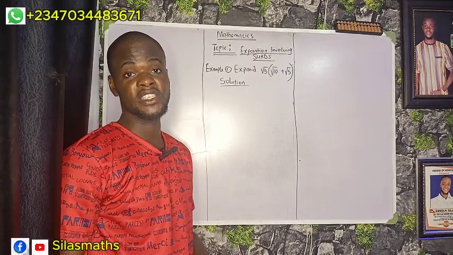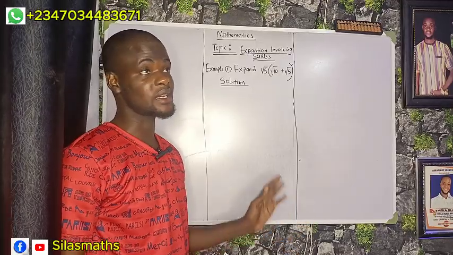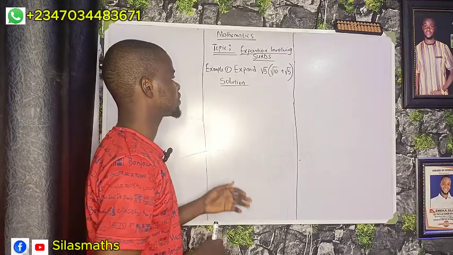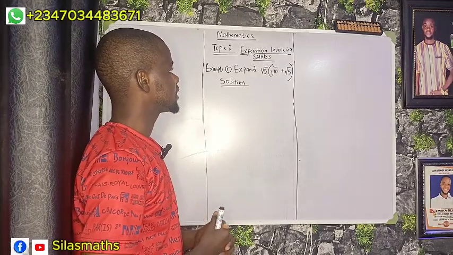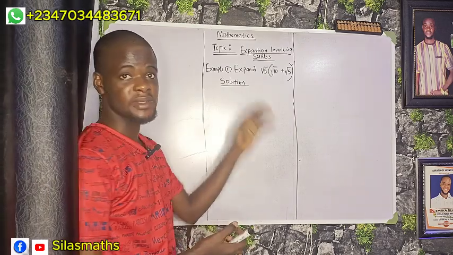I believe you had a wonderful experience in our previous class. In our previous class we talked about addition and subtraction involving surds, and today we're going to be considering expansion involving surds. So how do I expand problems like this?